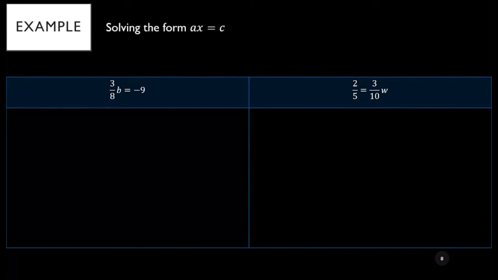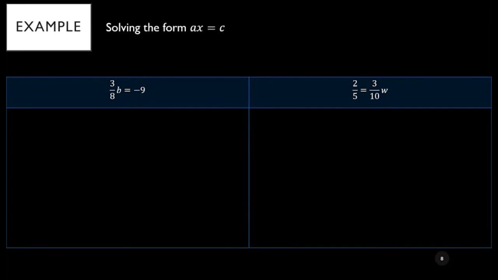So, I've got 2 examples here because when you work with fractions, it does take more steps to write than it would necessarily when you're working with whole numbers. So on the left, we have 3/8b equals -9. So we have 3/8 times b. So we're doing the opposite. We should be dividing by 3/8. But dividing by a fraction is the same as multiplying by the reciprocal. So this is where we actually use the multiplication property, where we multiply both sides by the reciprocal of the fraction.